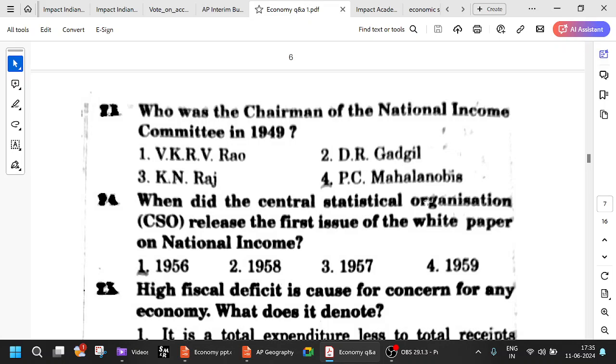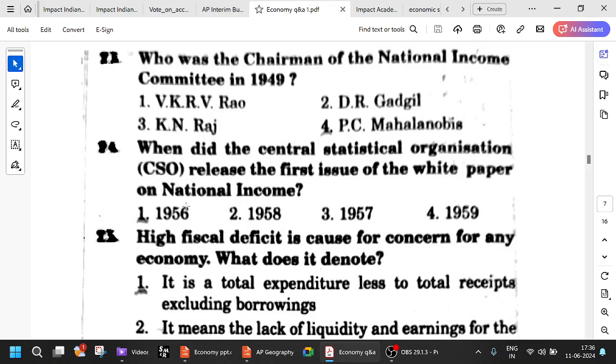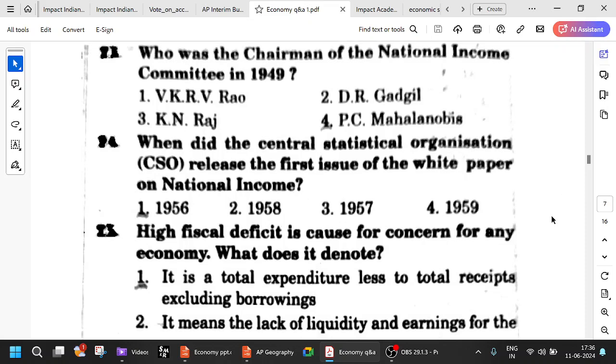So when did the Central Statistical Organization release the first issue of the white paper on national income? National income, GDP, GNP, and all these things are very fundamentals of the economy, right? The first white paper on national income was introduced in 1956. Try to remember that. Even if you don't remember, it's fine.